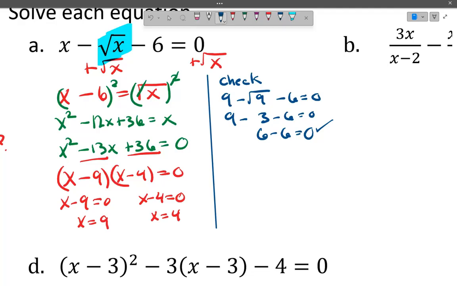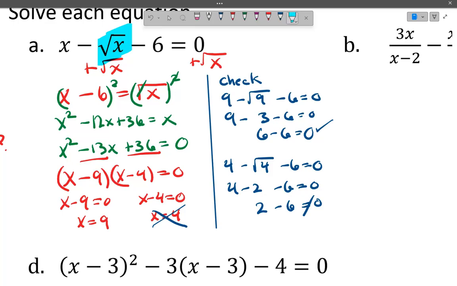It works. Let's try 4. 4 minus the square root of 4 minus 6 equals 0. So 4 minus 2 minus 6. 2 minus 6 does not equal 0. So we know that 4 is extraneous. So our only solution is x equals 9.